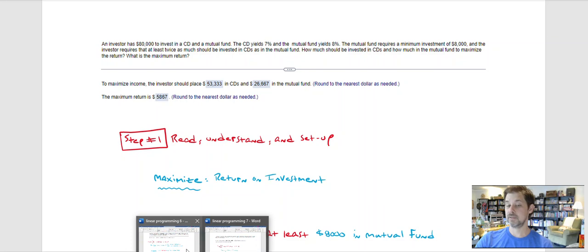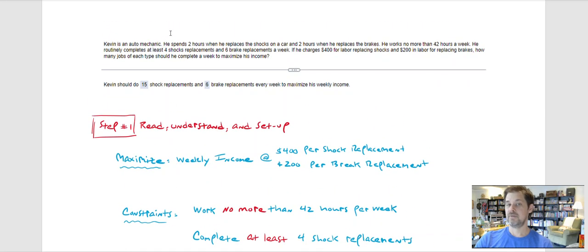I've recently made a video on this problem right here on the subject of linear programming. This problem, where I've already made a video to cover it, is about a hypothetical auto mechanic who does different kinds of jobs. He gets paid different amounts for the jobs, and he wants to maximize his weekly income. So I've already done that one. If you haven't seen that one, it might be good to look back at it for another example.